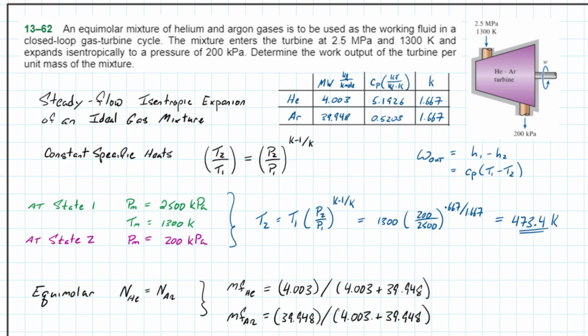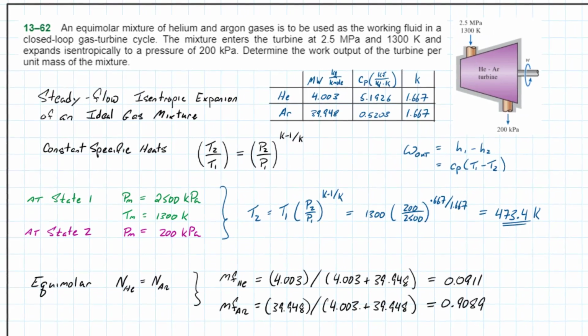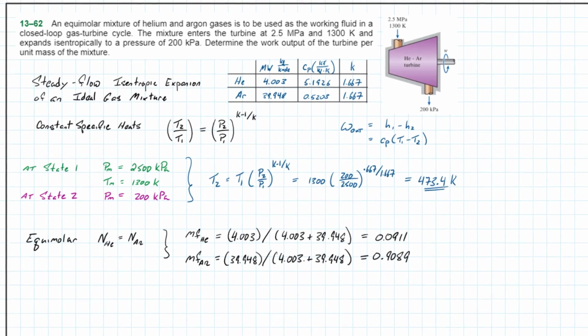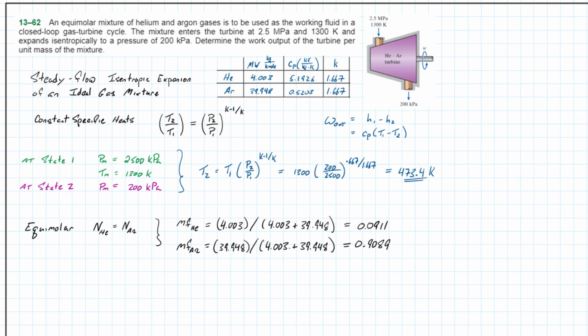So what we get here is that the mass fraction of helium is 0.0911, and the mass fraction of argon, which we could have found just by subtracting the previous mass fraction from 1, since there are only 2 gases, is 0.90899. All right, so utilizing that, we can figure out the average specific heat of the mixture.